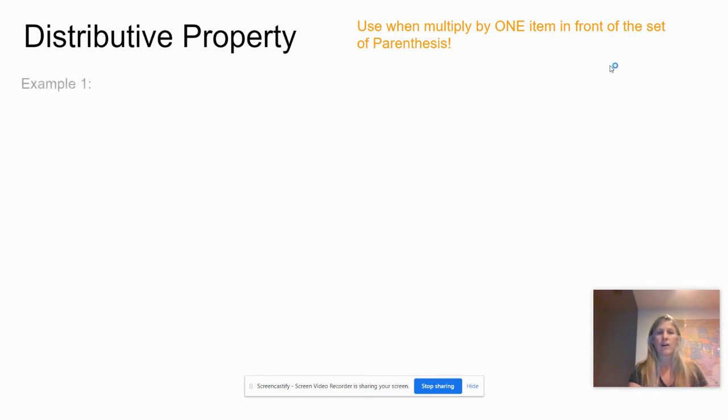So here we have our first example. We have 5 times the quantity 4 plus 2. So our first step for the distributive property is to draw arrows. The arrows, because we know a number outside of parentheses means multiplication, the arrows simply show us what we're multiplying. So we're going to go ahead and start with 5 times 4, and then we're going to go 5 times positive 2. So 5 times 4 plus 5 times 2.